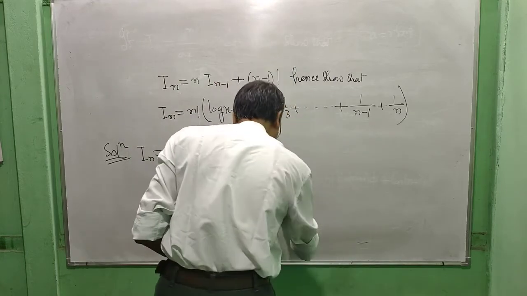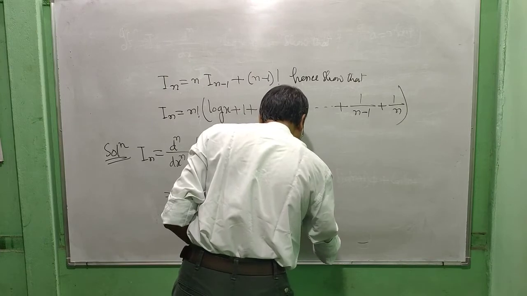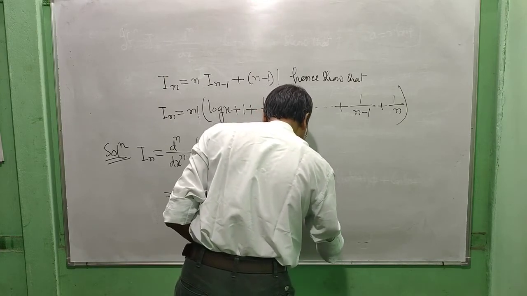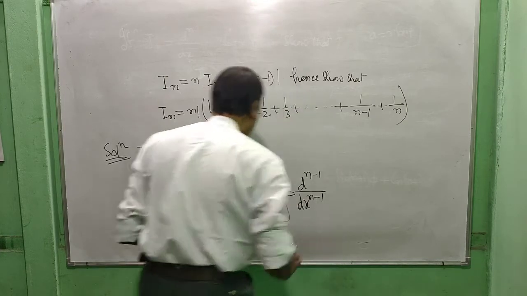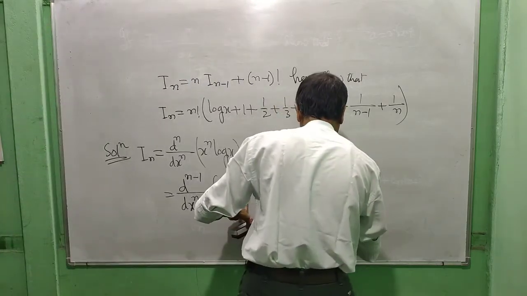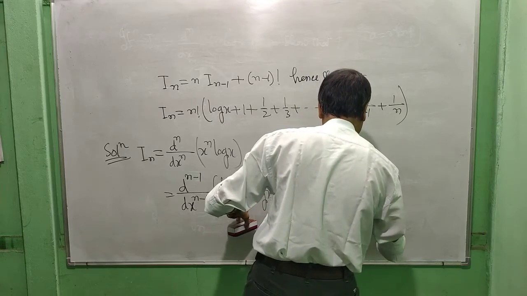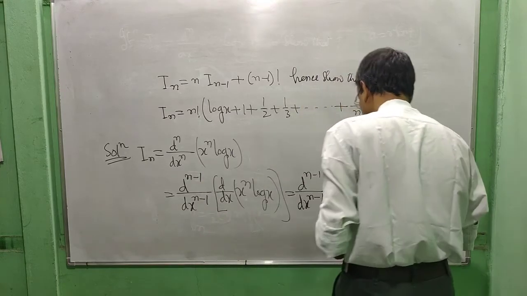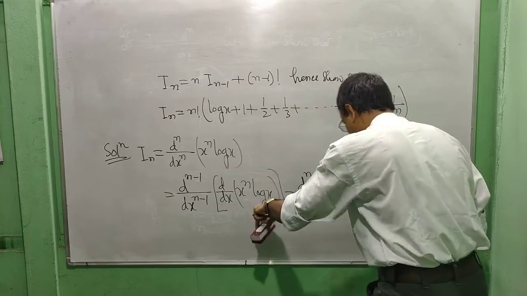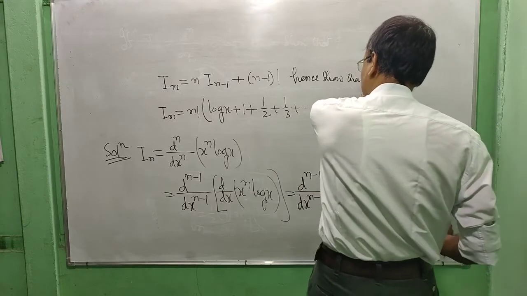This is equal to d to the power n by dx to the power n, of d to the power n minus 1 by dx to the power n minus 1. Differentiation of this: n x to the power n minus 1 log x plus x to the power n, and the differentiation of log x is 1 by x.